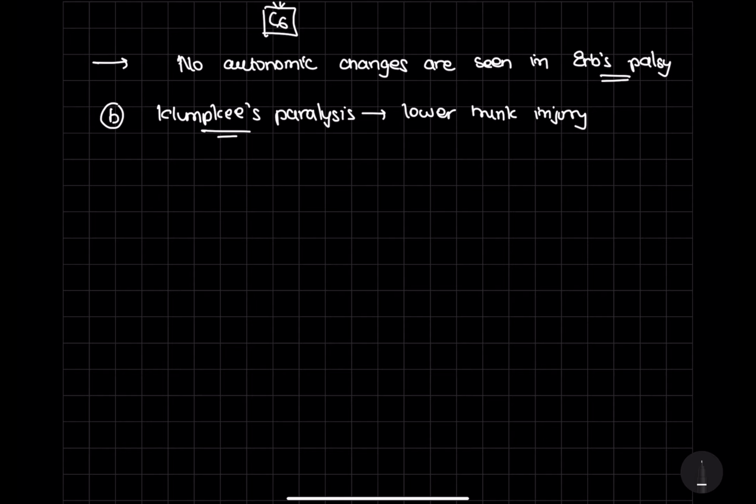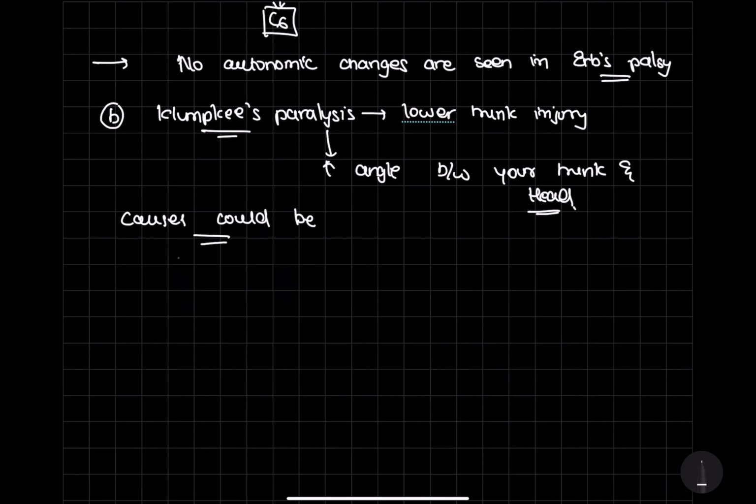Now I told you initially, why does this lower trunk injury occur? It occurs because of increase in angle between your trunk and your head. This is going to cause your lower trunk injury. But why does it happen? In what conditions is our lower brachial plexus injured? So the causes could be sudden pull of your arm, sudden upward pull of your arm.